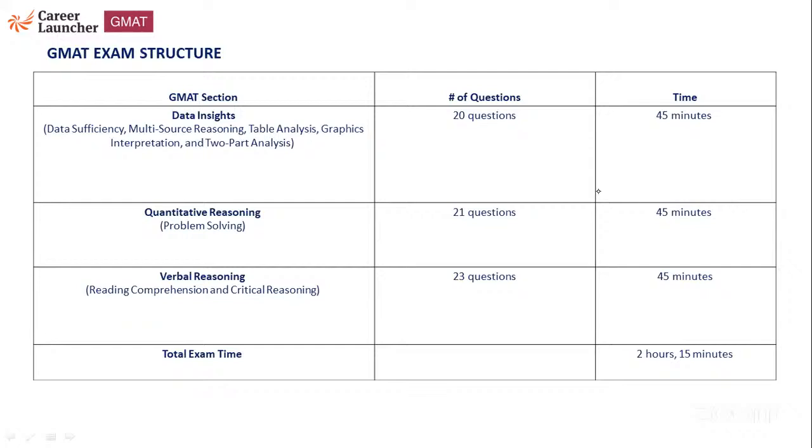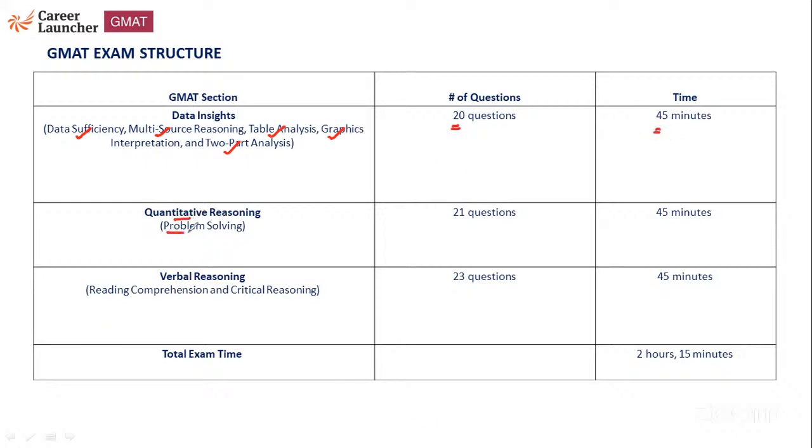Structure of the GMAT. Data Insight. Type of the questions which come: data sufficiency, multi-source reasoning, table analysis, graphic interpretation, and two-part analysis. You will be getting 20 questions, 45 minutes.